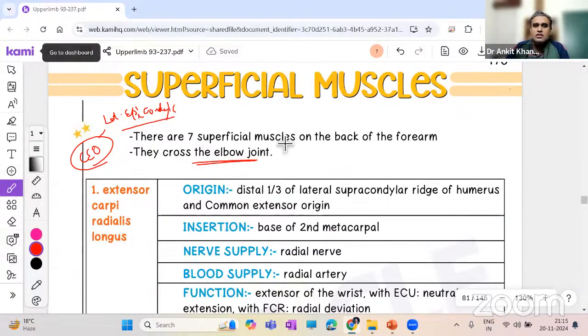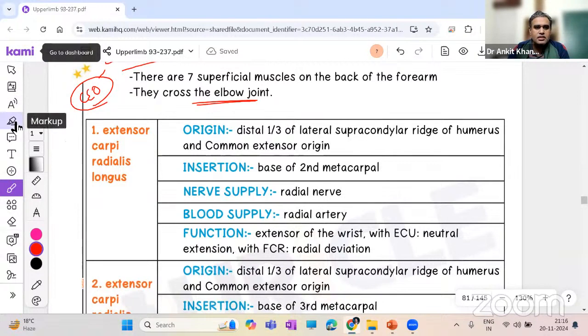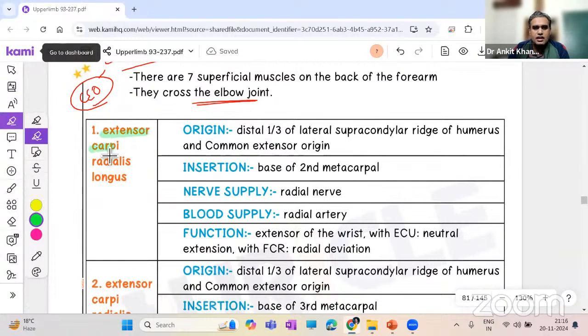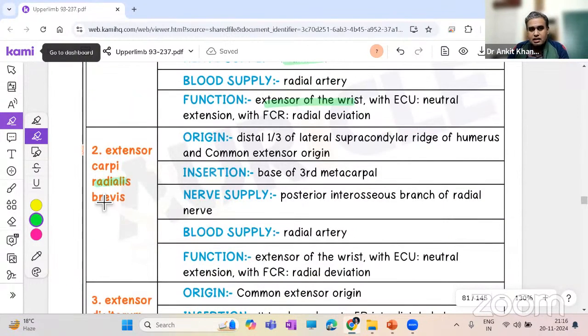Fair enough. Now, the superficial muscles. Let us look at extensor carpi radialis longus. Let me use the highlighter over here. Is it reaching the digits? No, it is reaching the metacarpus and the carpus. Insertion, you can see over here. What will it do? Extend the wrist. Nerve supply, radial nerve. Second muscle, extensor carpi radialis brevis, a bit shorter muscle. It goes into the base of the third metacarpal. Nerve supply, posterior interosseous. Function, sort of the same: extend the wrist.